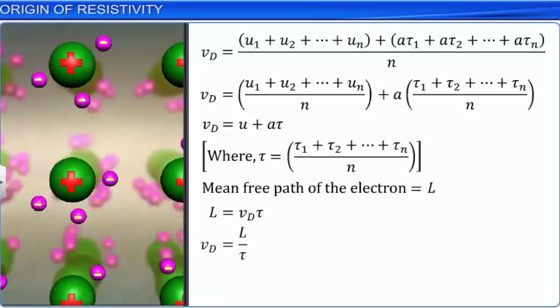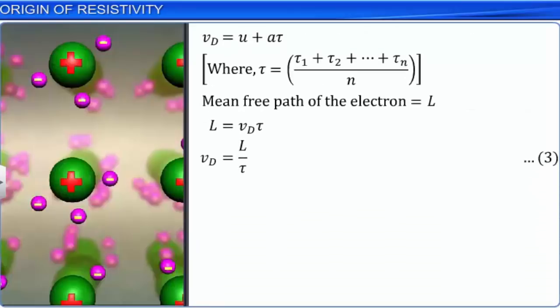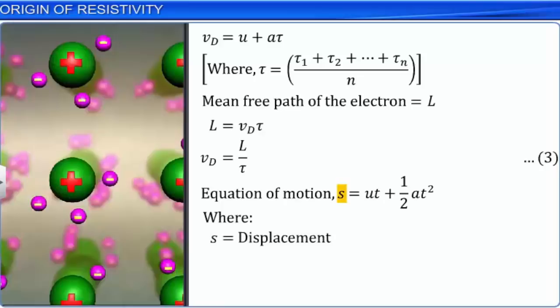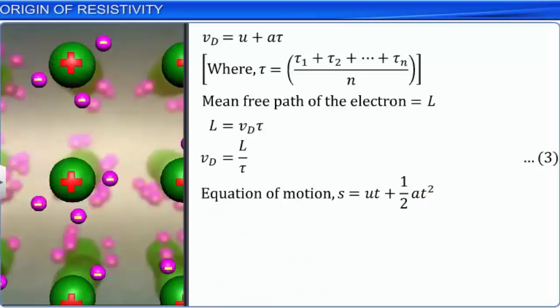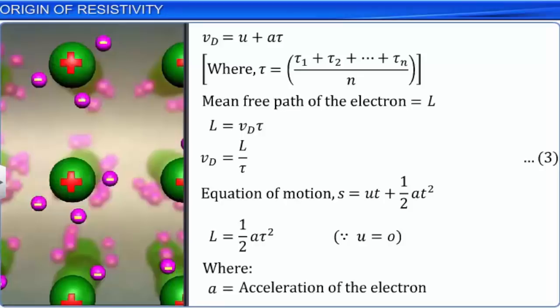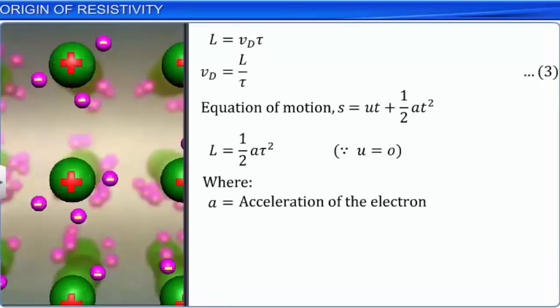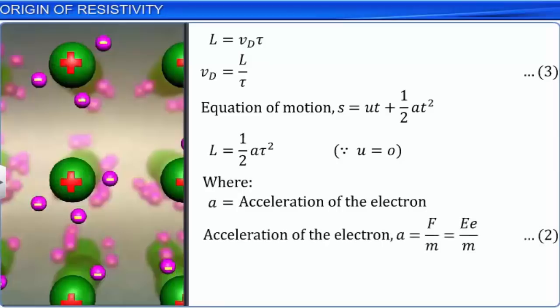We also get L using the equation of motion, s is equal to ut plus half at square in kinematics, where s is the displacement, u is the initial velocity, a is the acceleration, and t is the time. From this equation of motion, we get L is equal to half a into tau square, where a is the acceleration of the electron. Substituting the value of the acceleration from equation 2 and simplifying, we get L is equal to half e into E by m into tau square. Let this be equation 4.